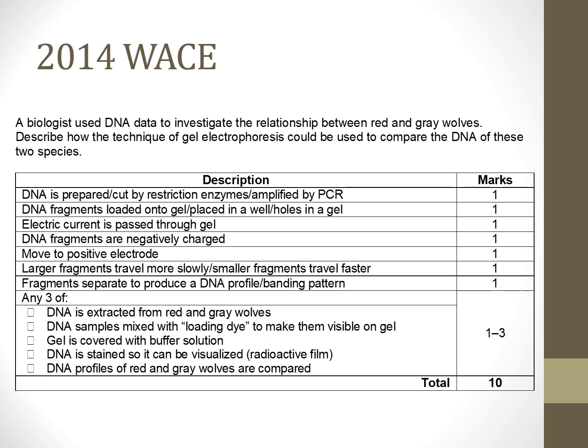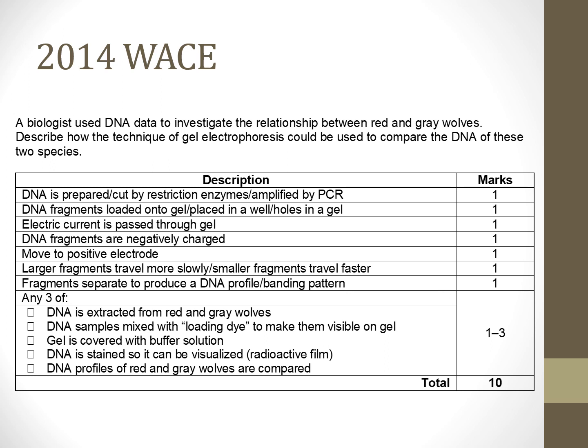So we've gone through our steps. So the first bit, we need to prepare our DNA, we need to cut it with restriction enzymes, we may need to amplify using PCR. Then our fragments are going to be loaded into gel, placed in the little wells that are in the gel. We turn on the electric current and the DNA fragments start to move. Because they're negatively charged, they will move to the positive electrode. Larger fragments travel more slowly, smaller fragments travel faster. So that's kind of the basic information that we would need for gel electrophoresis.